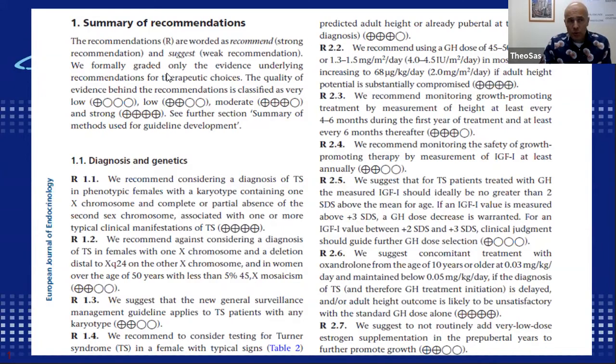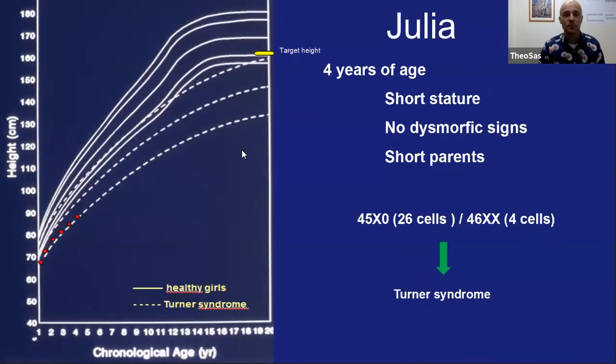Of course, you could read the recommendations in the first pages, but perhaps that's a little bit boring. So we will use a story of a girl. She's 4 years of age and she comes to your outpatient clinic with short stature. She has no dysmorphic signs. The parents are not that tall as well. But you have to rule out, even when there are no dysmorphic signs, that it's Turner syndrome. And in her case, she has Turner syndrome.